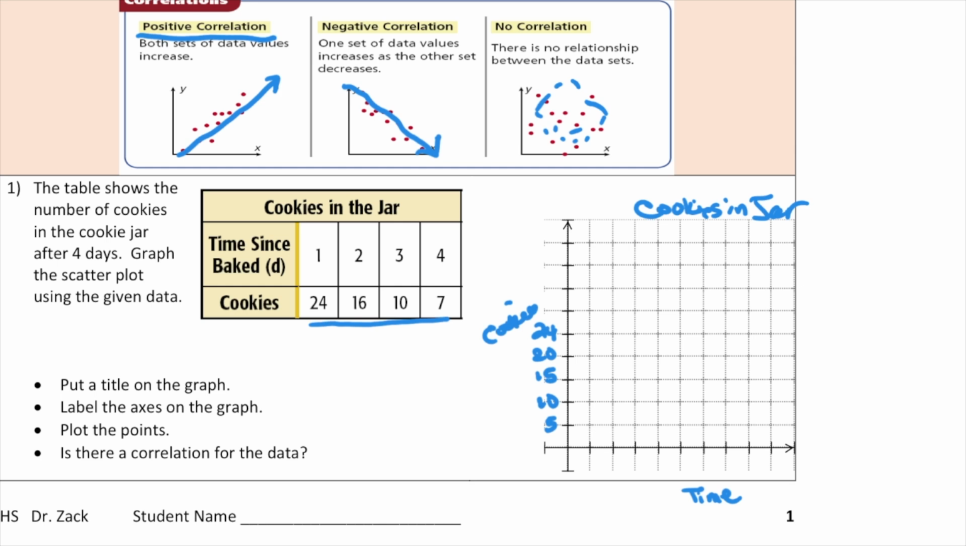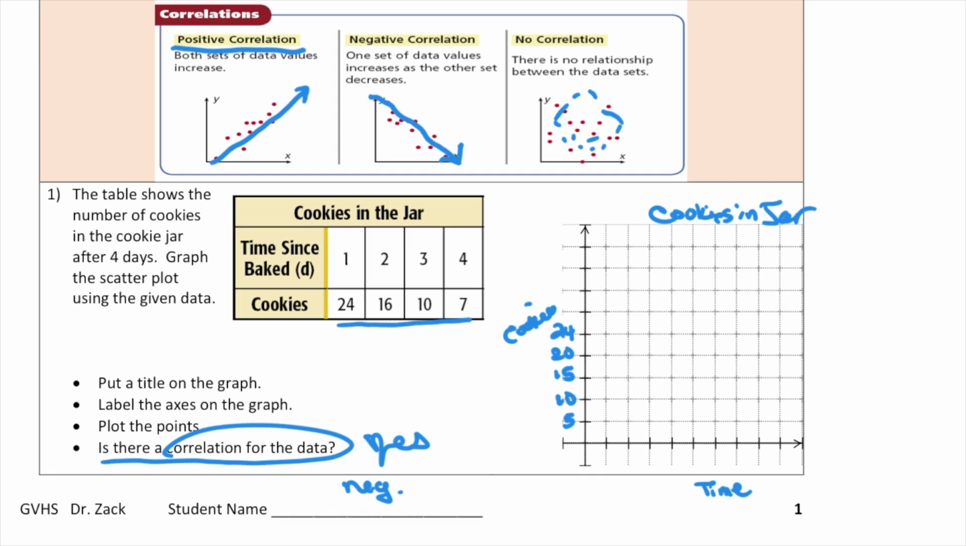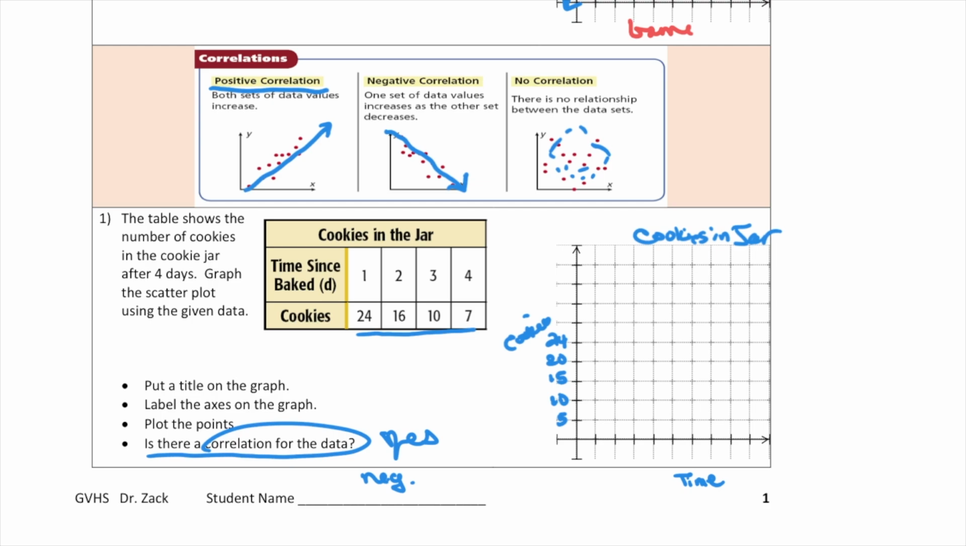Did you notice that your line is going down? Is there a correlation for the data? The answer is yes. And since the line is heading downward, it is a negative correlation. So draw that line and make certain that you understand why it's negative.